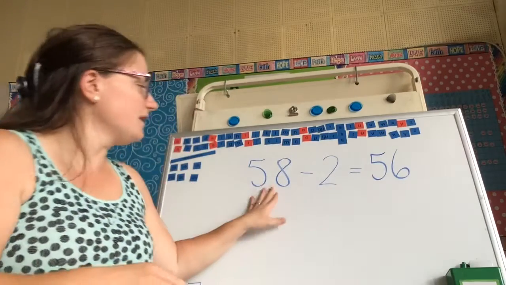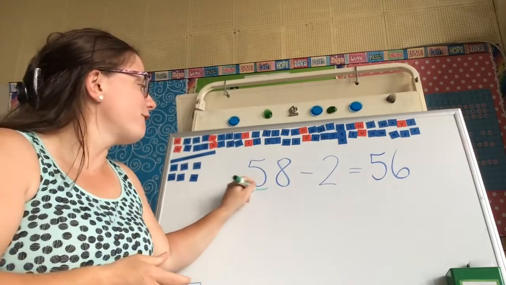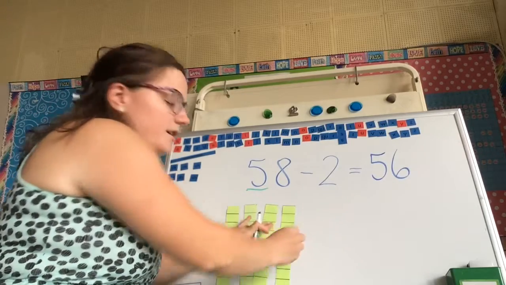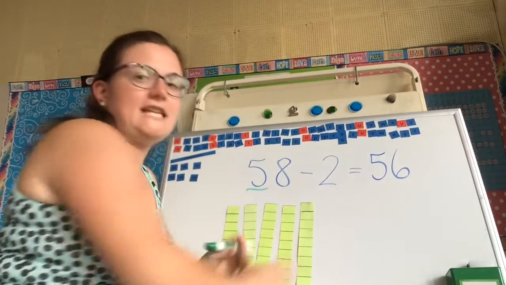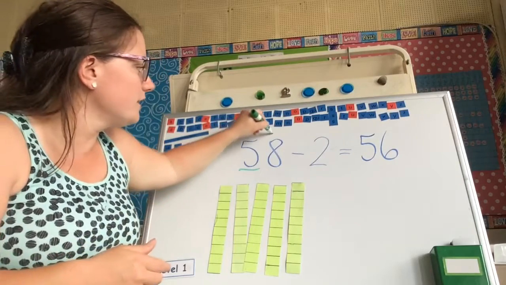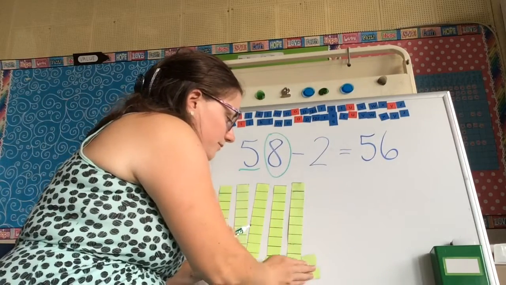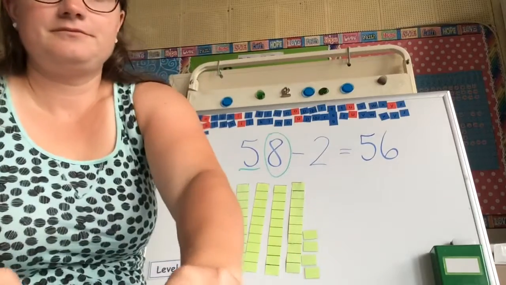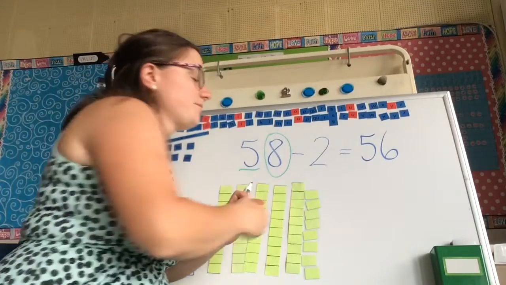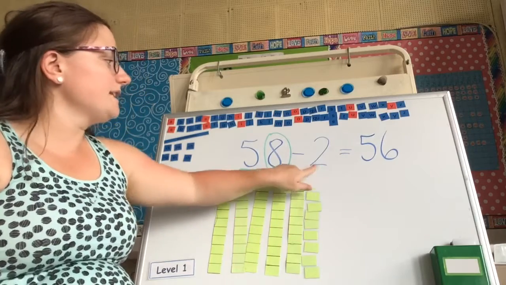The other thing is we can look at the number 58. How many tens are in 58? There are 5 tens. So let me put up 5 tens. 1, 2, 3, 4. So I've got my 5 tens here. Let me just adjust that there. I've got my 5 tens and I have 8 ones. Let me put up my 8 ones here. 1, 2, 3, 4, 5, 6, 7, 8.